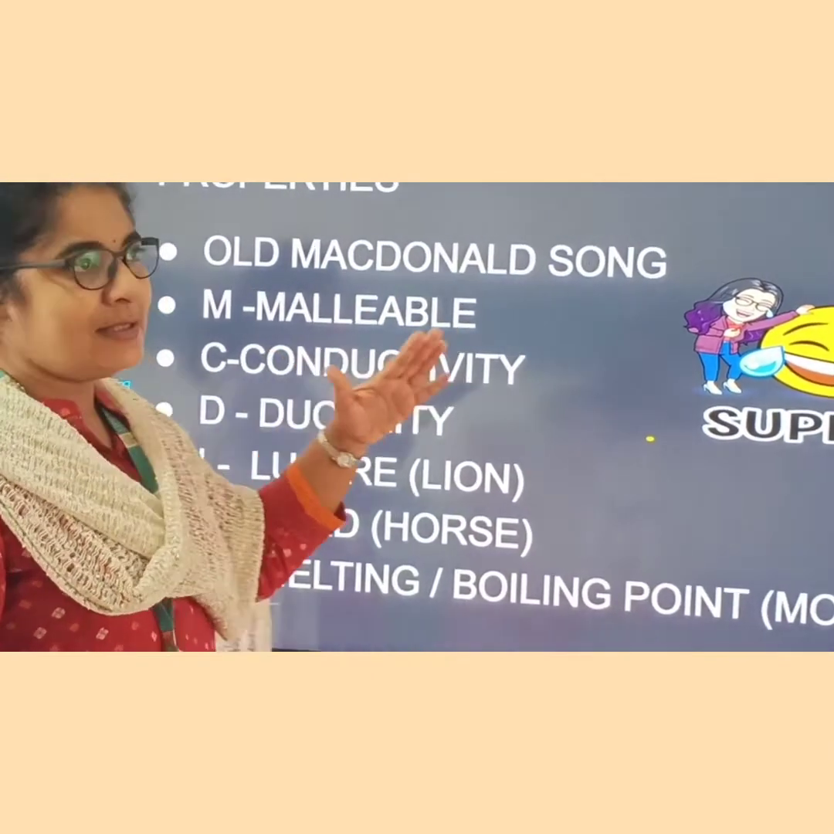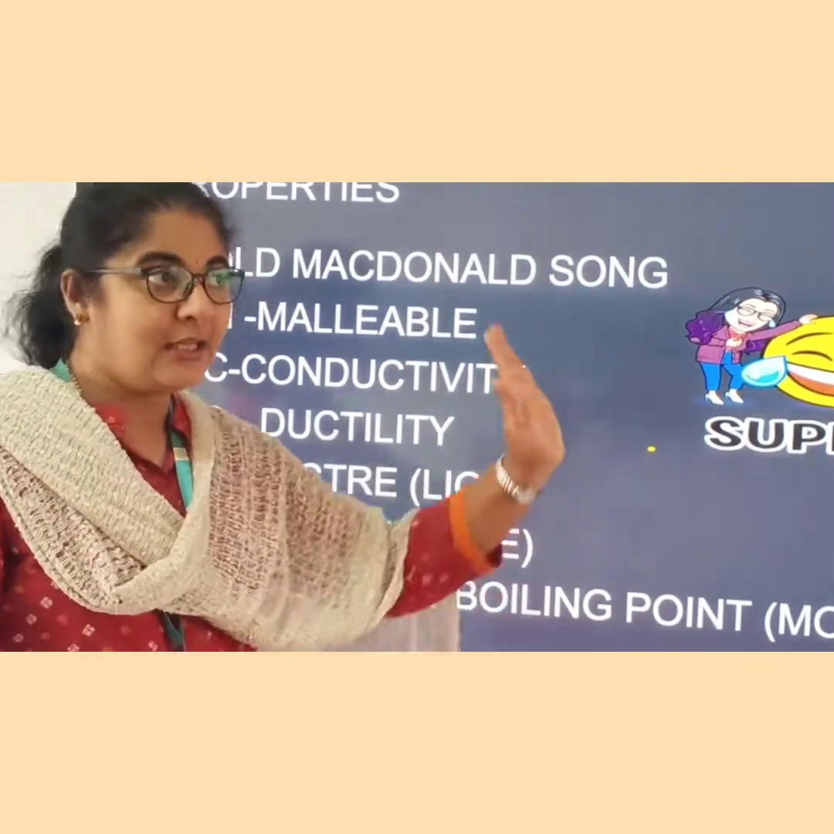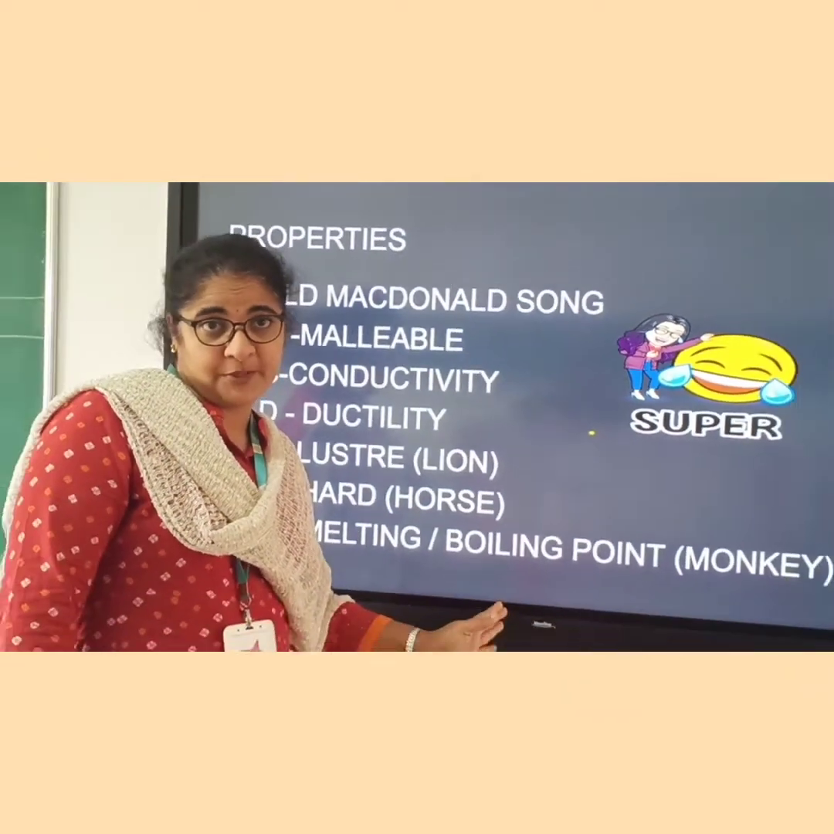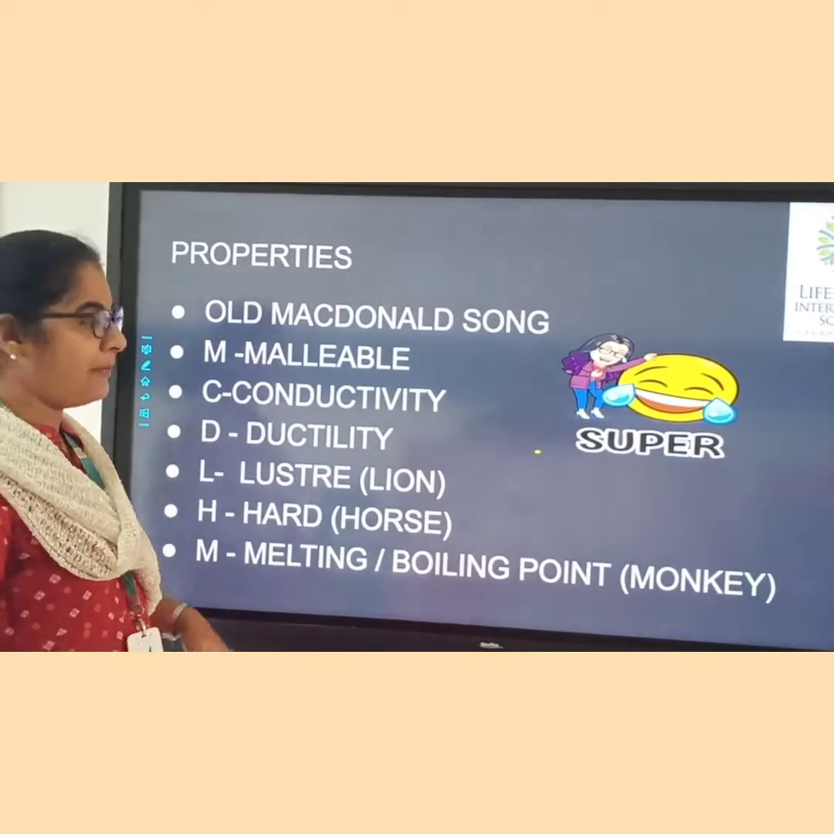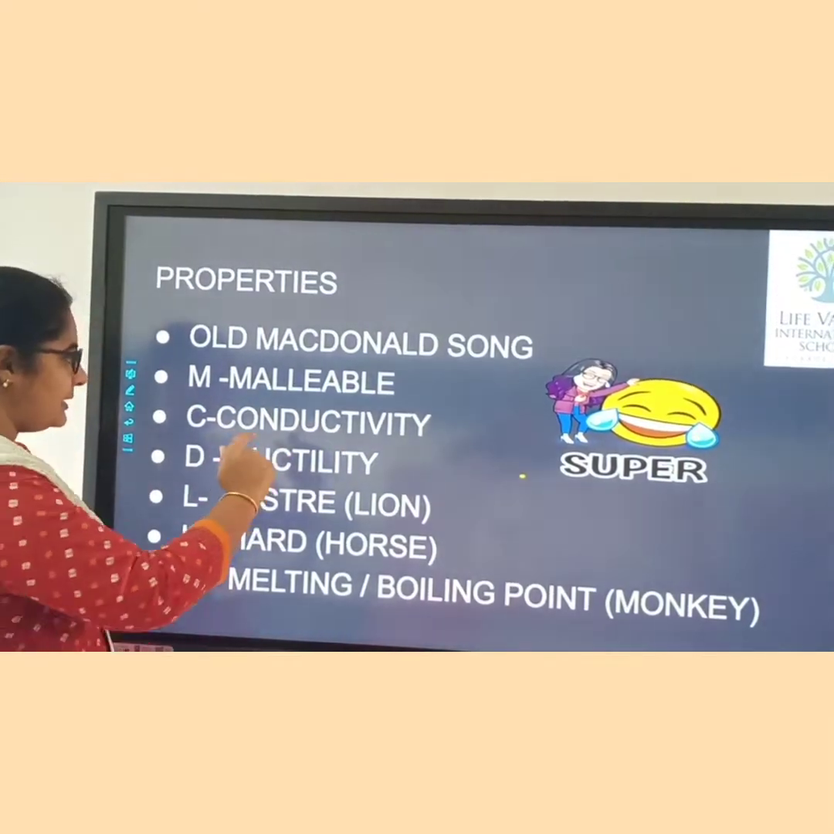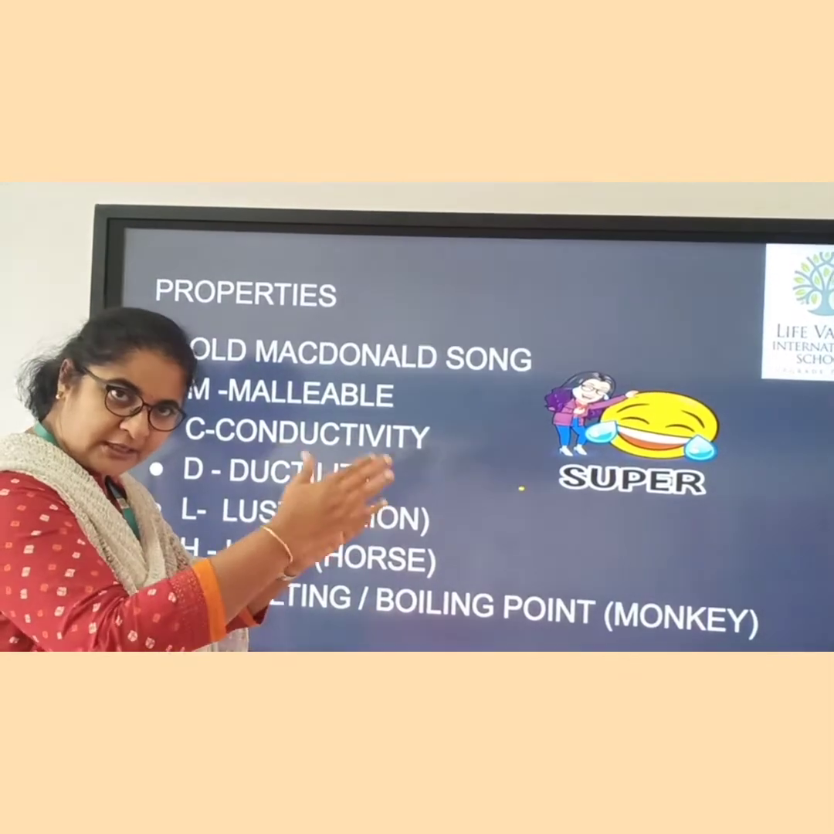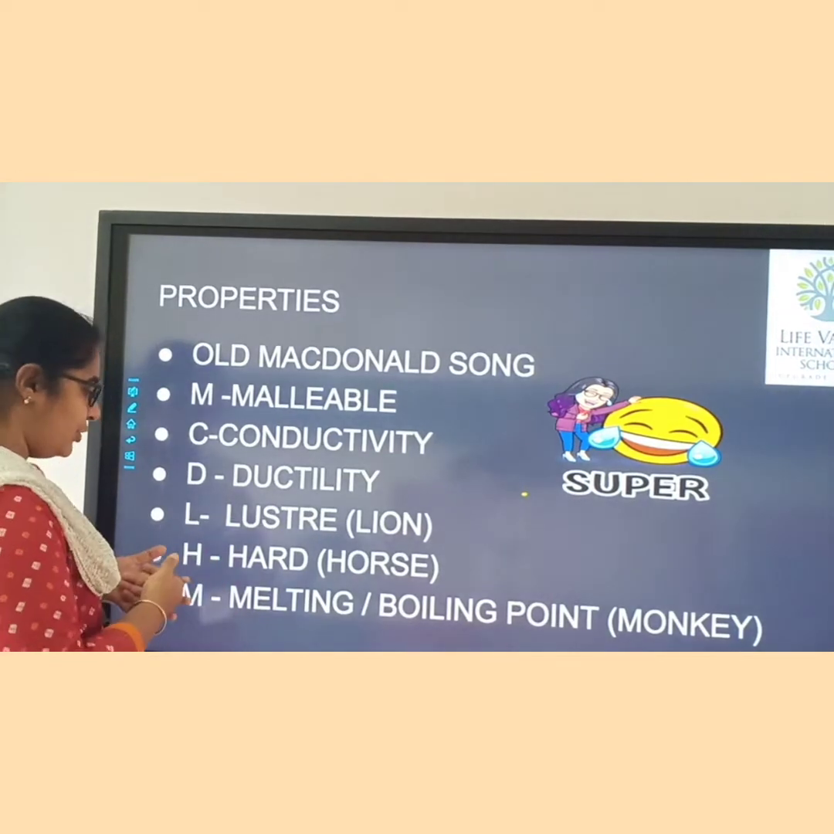Now the elements, if it is a metal, has one set of property. Non-metal has one set of property. Metalloid has one set of property. So how do you deal with this? This is how you have to remember. Malleability and ductility is sheets and wires. Conductivity is whether they are good conductors or bad conductors of heat and electricity. Lustre is shine, I told you.